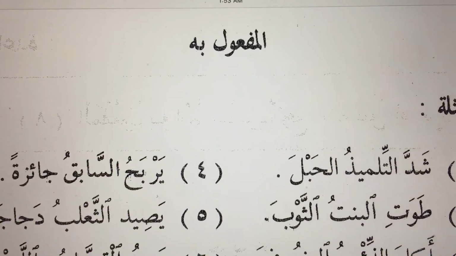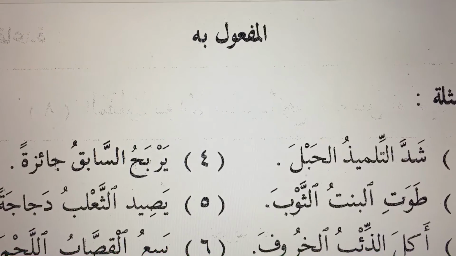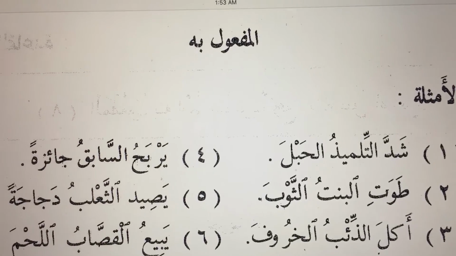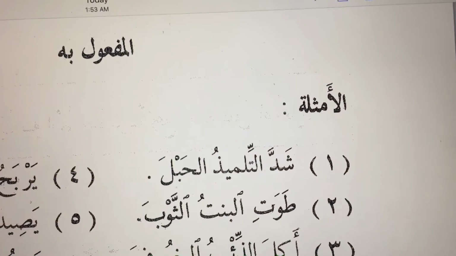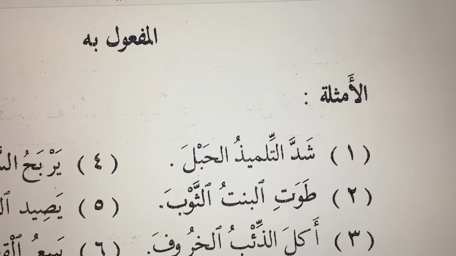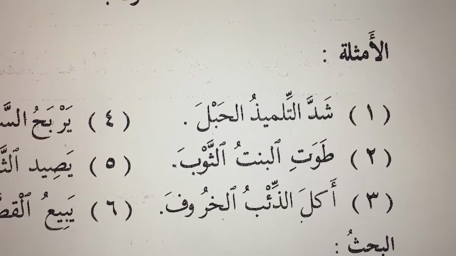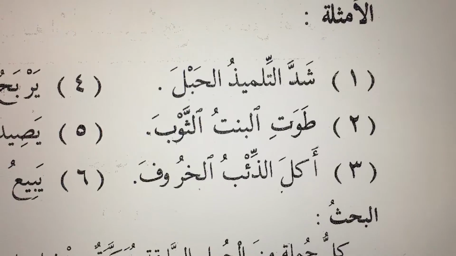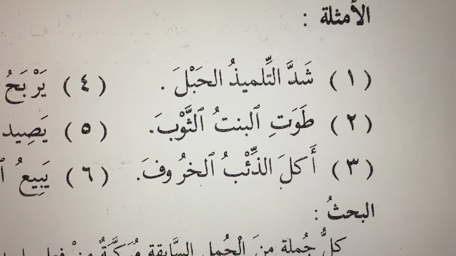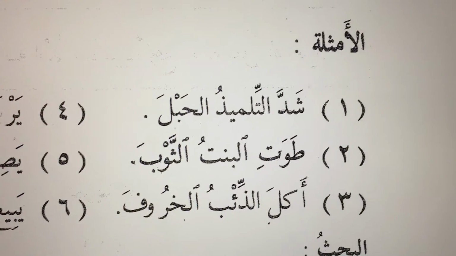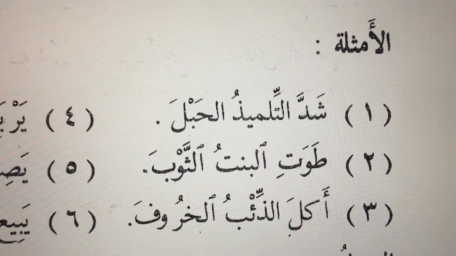This is of course from the book النحو الواضح, the clear grammar, and it's one of the easiest ways to understand Arabic grammar. We said المفعول به. I give you examples: شد التلميذ الحبل. طوت البنت الثوب. أكل الذئب الخروف. Now, if we look at those sentences, we find we have 2 names, التلميذ and الحبل.